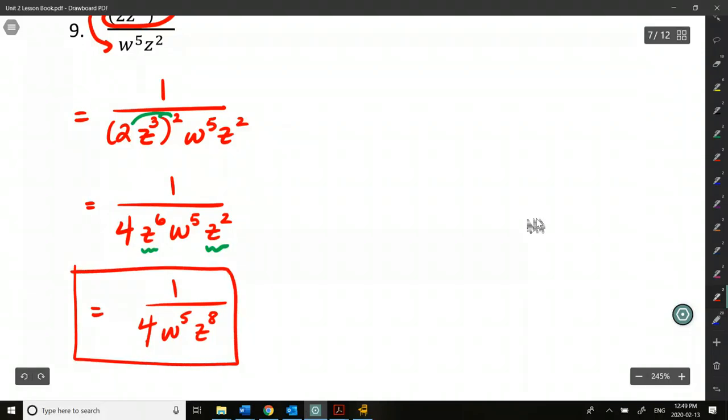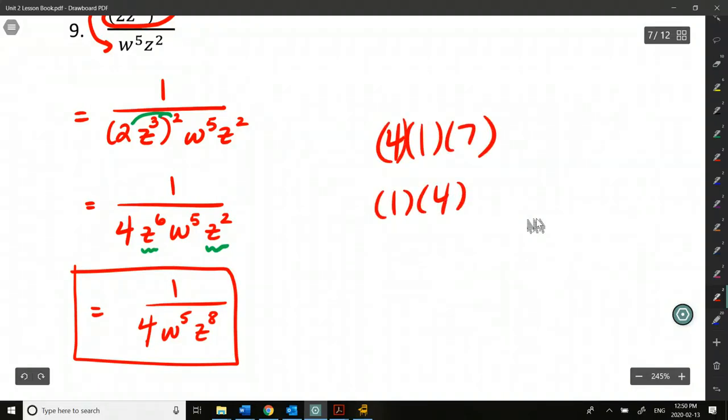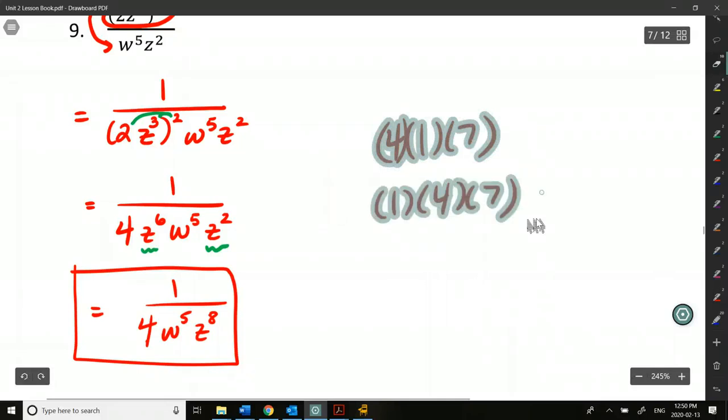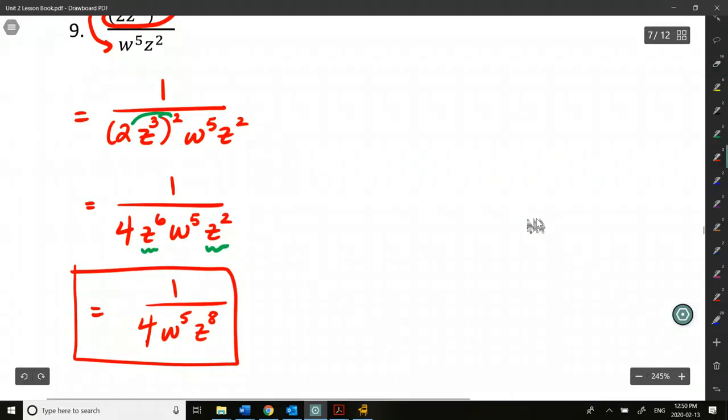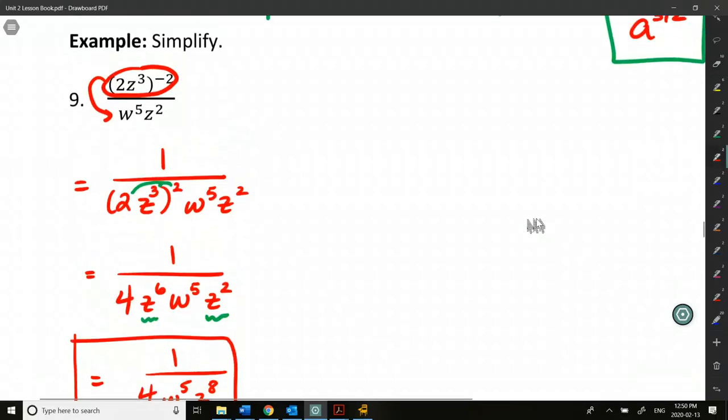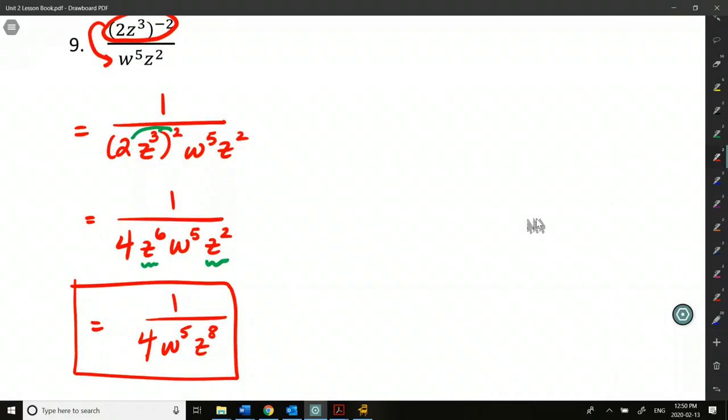Why is the 4 not brought... it's all just being multiplied, right? So is 4 times 1 times 7 the same thing as 1 times 4 times 7? Exactly. Right. So whenever we're dealing with variables and coefficients, we usually just leave the coefficient in front of all the variables. So coefficients always in front and then variables after. Okay, any other questions on that one?